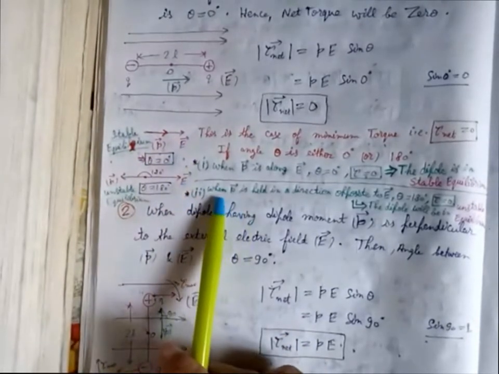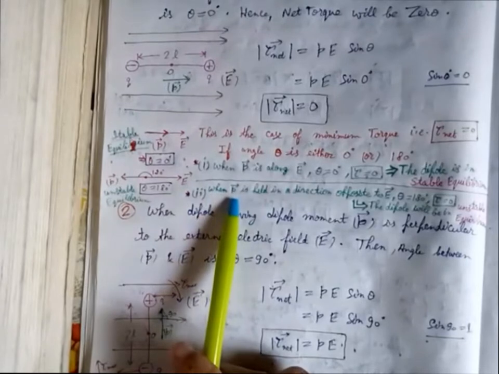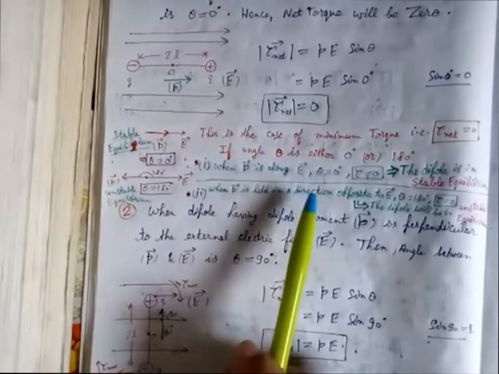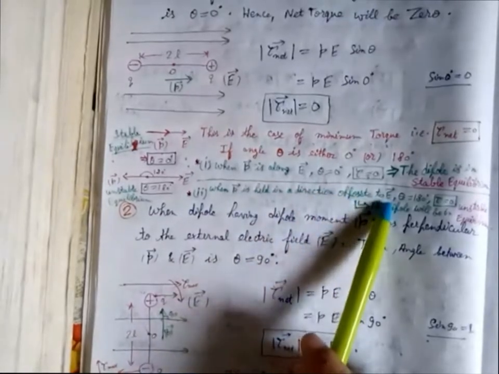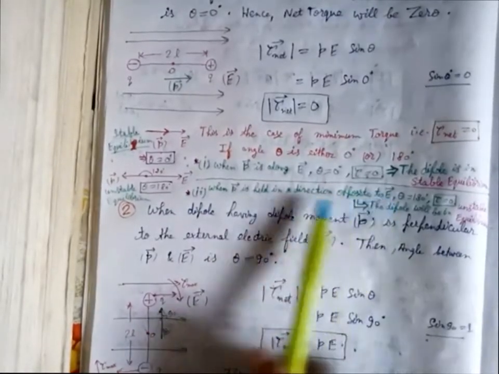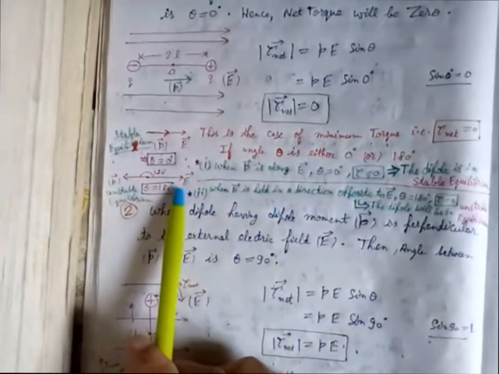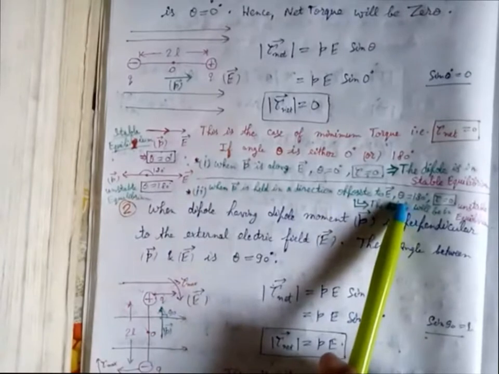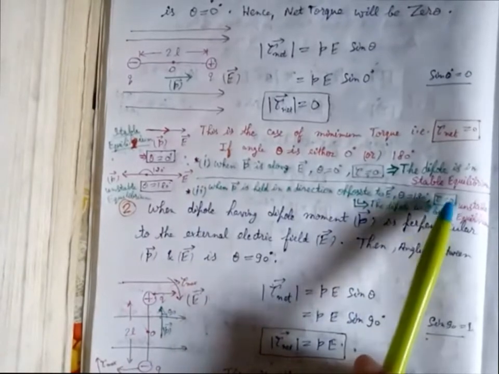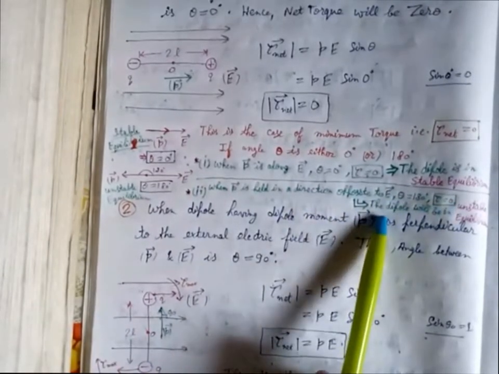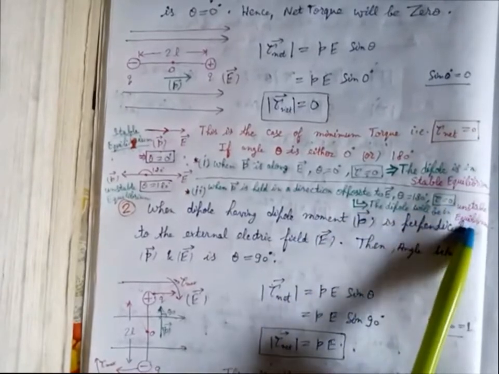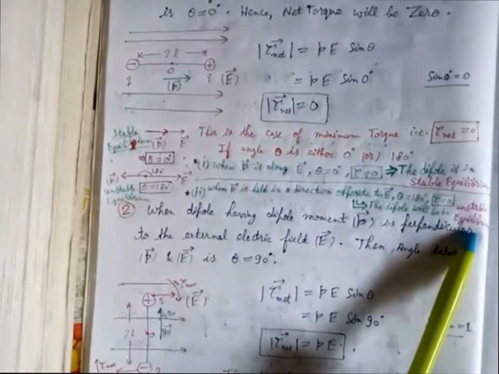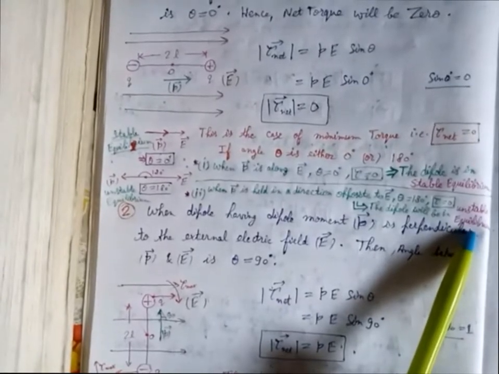Next part is when the dipole moment is held in a direction opposite to that of the electric field. It means the dipole moment vector and the electric field vector are anti-parallel. They are making an angle of 180 degrees. Then also the torque will be 0. Then the dipole will be in an unstable equilibrium condition. So this is the condition for unstable equilibrium.